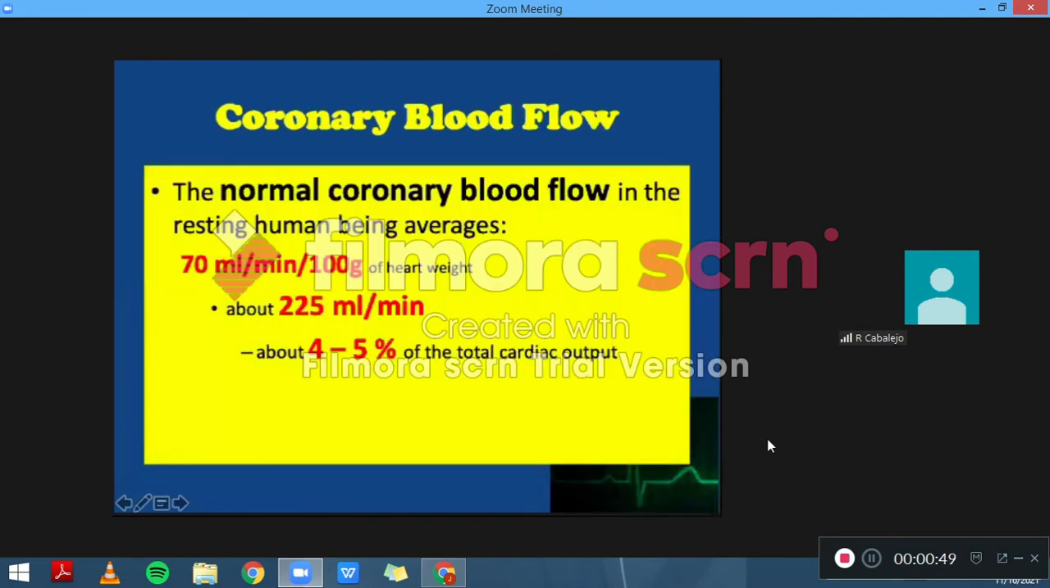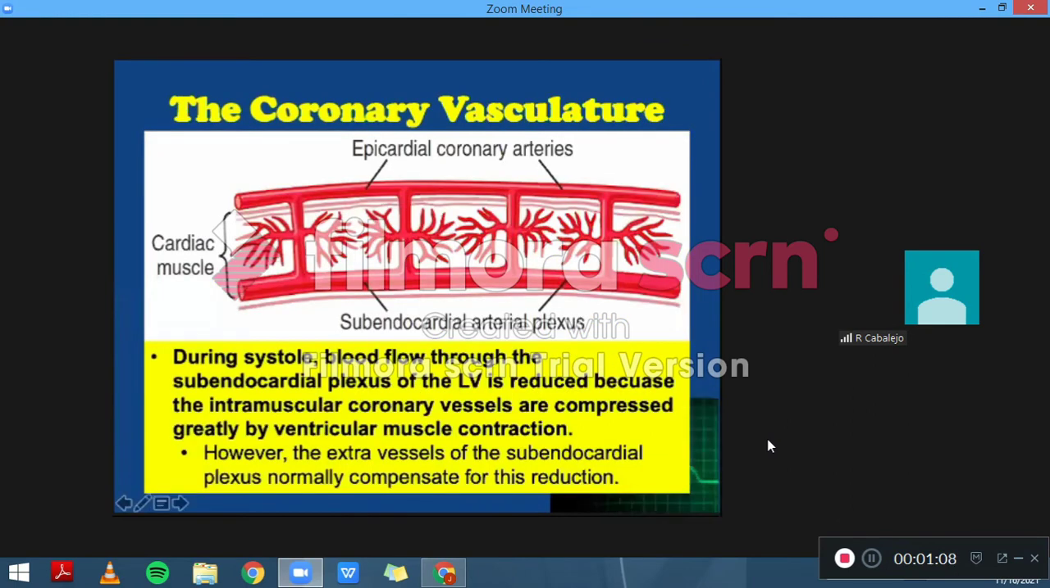So the normal coronary blood flow in the resting human heart averages 70 ml per minute per 100 grams of heart weight. That is about 225 mLs per minute, which is equivalent to 4 to 5% of your total cardiac output. So this is the physiologic anatomy of your coronary vessels.